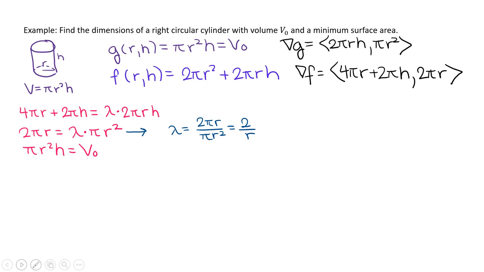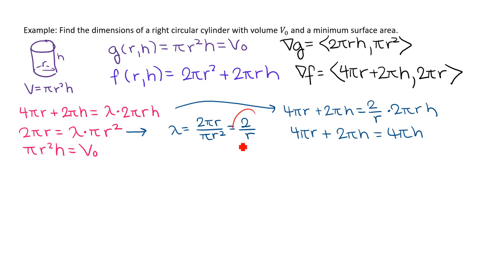And so I think what I'm going to start with, that first equation looks kind of complicated, so I'll just go to the middle equation. 2 pi r equals lambda pi r squared. I'm going to solve that for lambda. So lambda would be 2 pi r divided by pi r squared. Then we can cancel a pi, cancel an r. So lambda would be 2 over r.